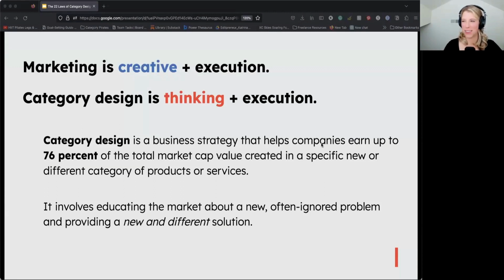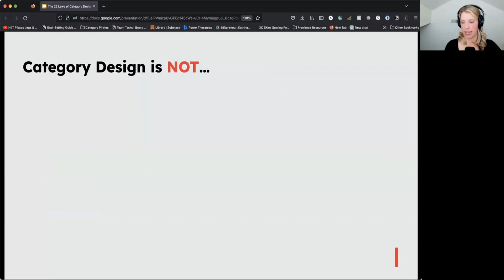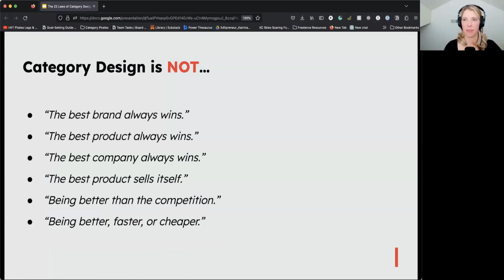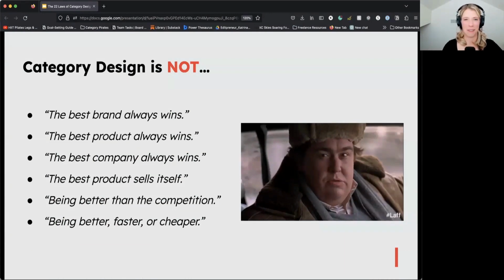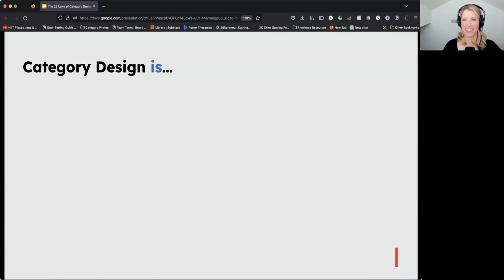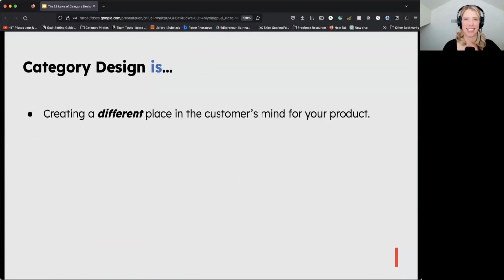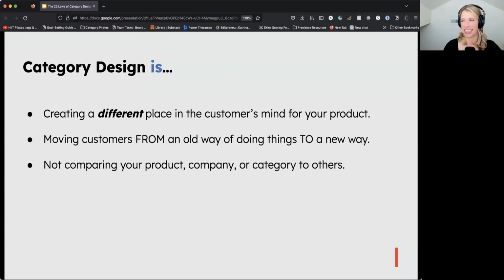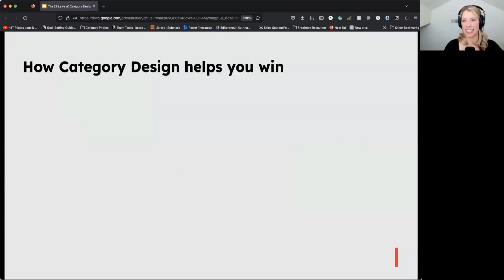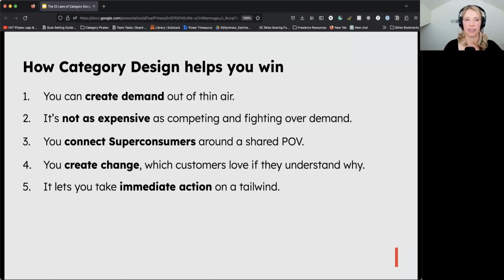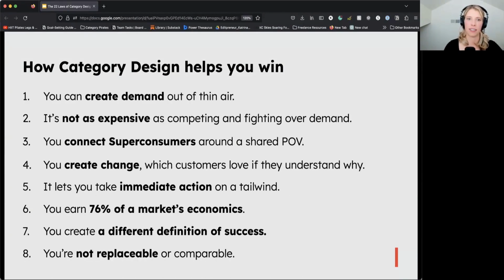We're going to send this deck out to everybody at the end. Christopher, like always, had his different way of doing things. So we're not going to run through all of this stuff. He explained to you all what category design is, what it is not, which is all of these things. And you can reference this deck at the end of the webinar. So I'm just going to run through it really quickly. Here's all the ways category design can help you.